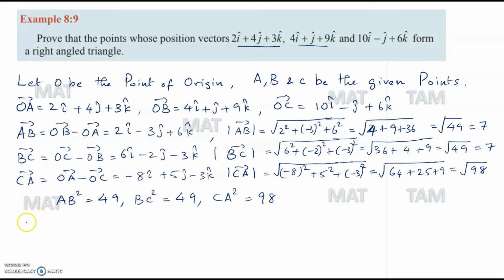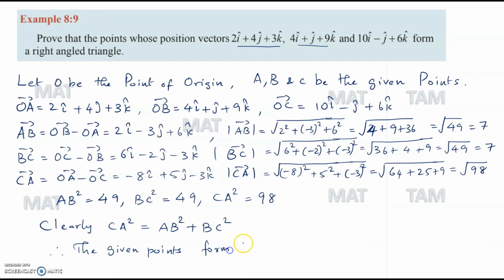Now you can clearly see our CA squared value is equal to the sum of these two values. CA squared is equal to AB squared plus BC squared. Therefore, the given points form a right angled triangle.